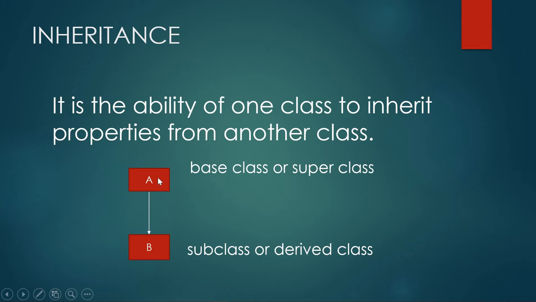See here, A and B are the classes. Class B is deriving from class A. So A is called the base class or superclass. Then B is called the subclass or derived class. That is, class B is getting some properties of A.